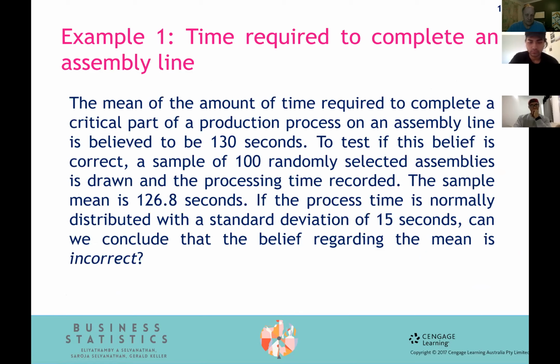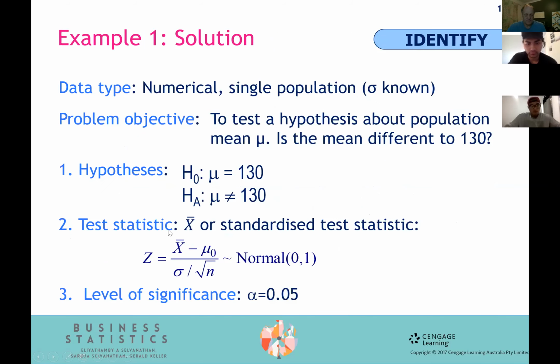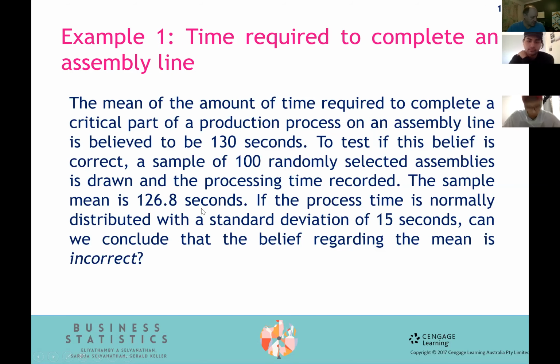Okay. Say there's some production and it takes 130 seconds to make something. We draw a sample of 100 and the sample mean is 126.8 seconds. If the process time is normally distributed with a known standard deviation, can we conclude that the belief regarding the mean is incorrect? Now, don't worry about the calculations. As you know by now, we're in the end going to end up using Excel. But try and understand the concept.